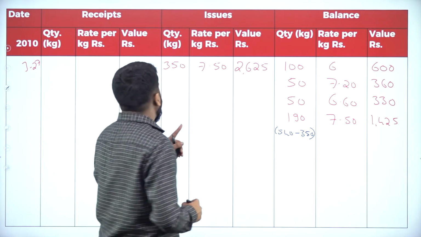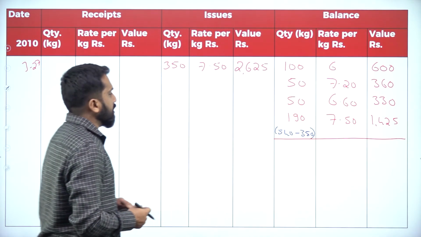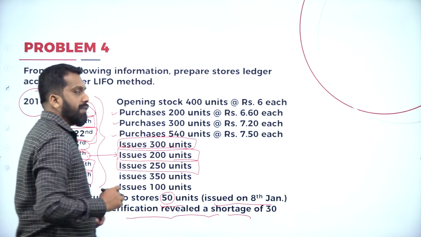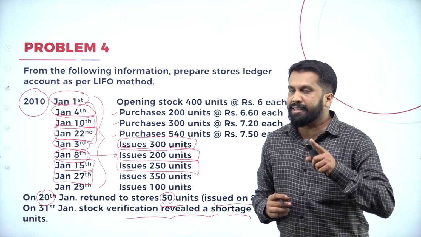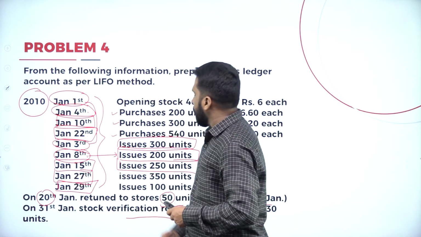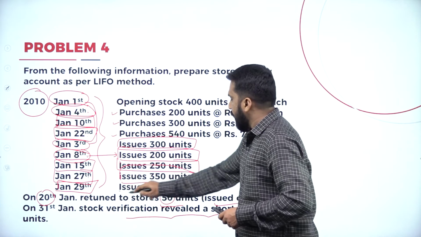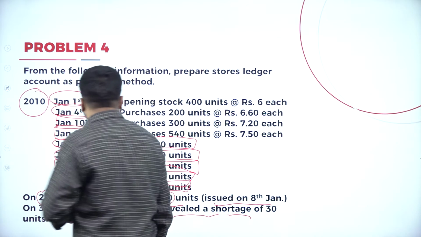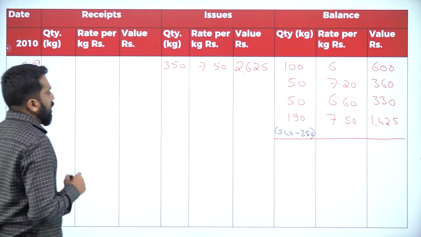Now, we have done up to Jan 27th. So, we'll go back. After Jan 27th, do we have Jan 28th? No. Do we have Jan 29? Yes. We have Jan 29. So, what is the unit? The unit, it is done 350. Now, we are working with 100. Now, Jan 29, 100. In this, Jan 29, how many units?